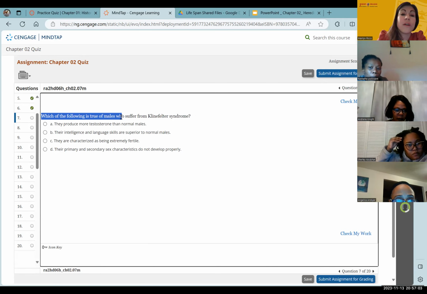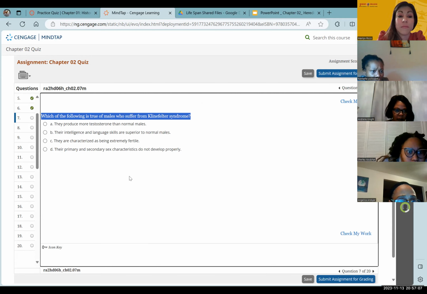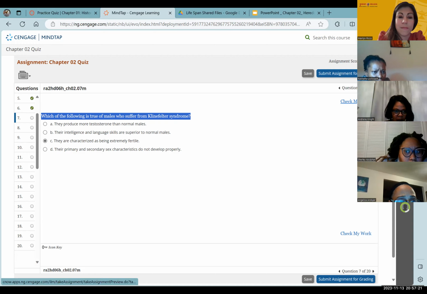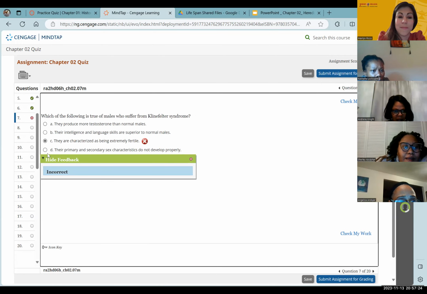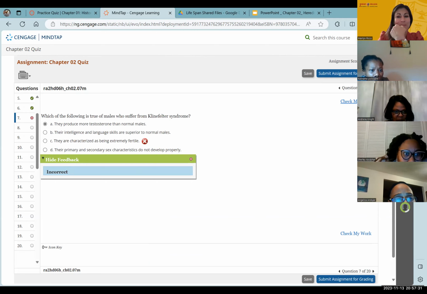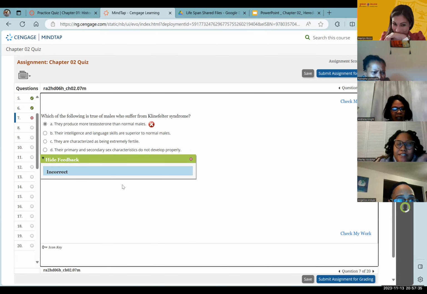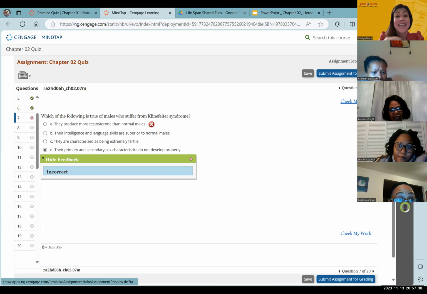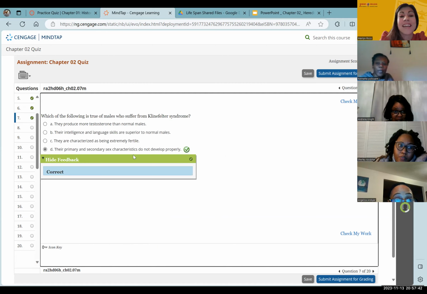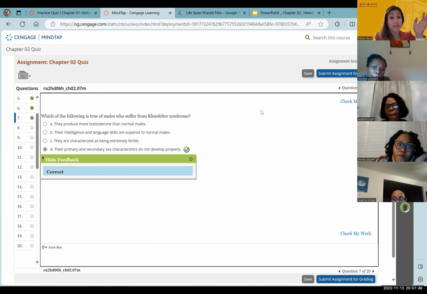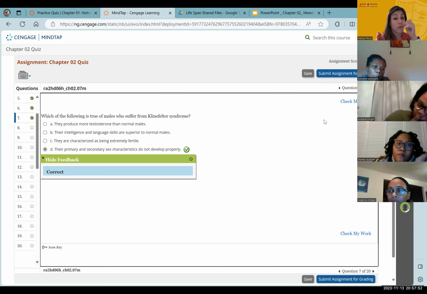Which of the following is true of males who suffer from Klinefelter syndrome? C. No, they don't produce C. Primary and secondary sex characteristics do not develop properly. Remember, Klinefelter syndrome, right? I told you the two women, the male and female, they also suffer from infertility.